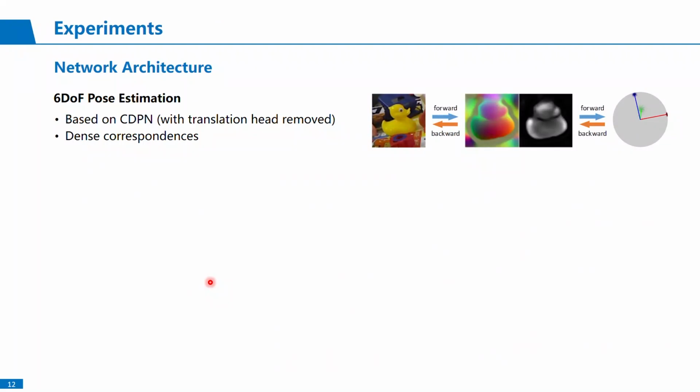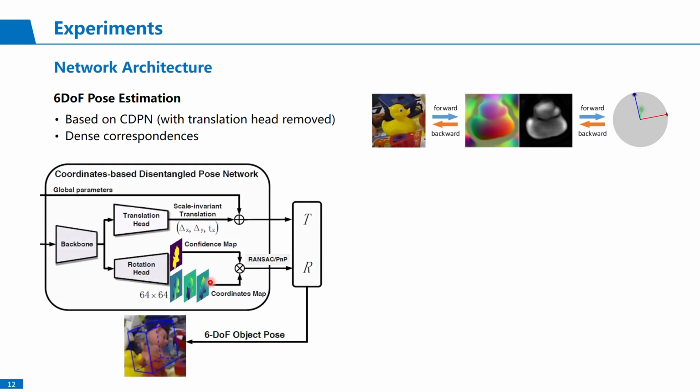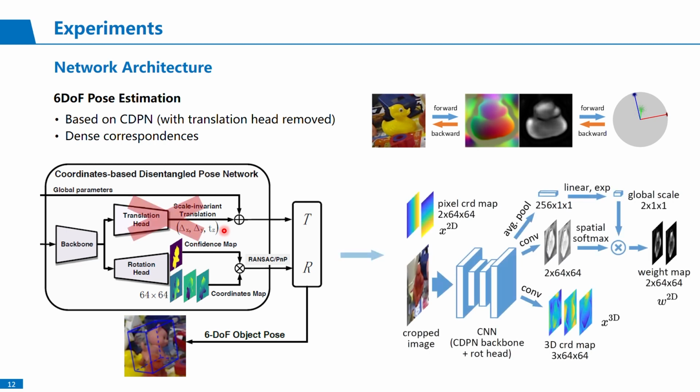Now, to find out whether the EPro-PnP layer can improve existing PnP-based networks, we test a 6DoF pose estimation network based on CDPN, which is a dense correspondence method. We remove its translation head because it's based on depth regression, and keep only the coordinate branch that predicts dense 3D coordinates and weights via CNN. And we add some minor modifications to the last layer.